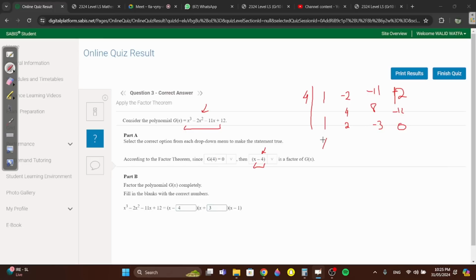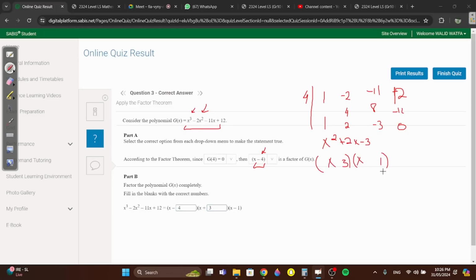So let's arrange these. Since it was cubic, now it's going to be quadratic: x squared plus 2x minus 3. Okay, can you factor this in any way? Which two numbers, when you multiply them, you get 3, and when you subtract them, you get 2? Obviously, 3 and 1, right?